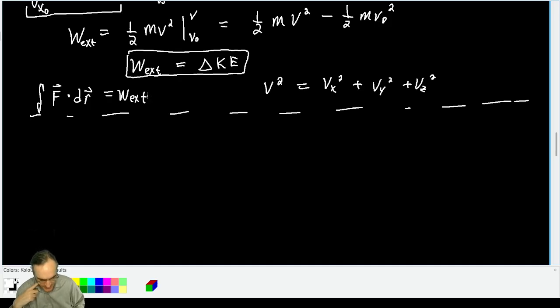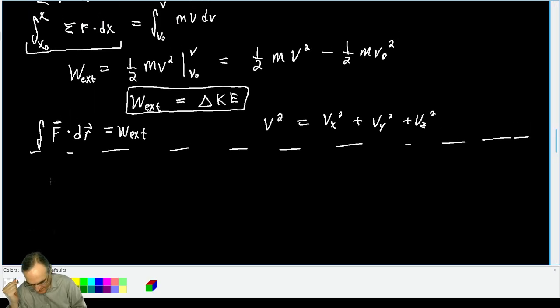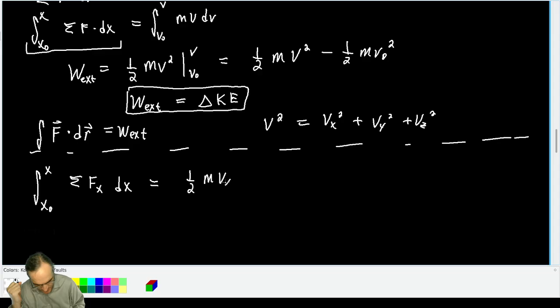Otherwise, I'm going to take this idea of components in different directions and show you how we can put them back together. So for that, we have one equation that is integral x0 to x, sum of forces in x dx equal to, and it's going to come out as 1/2 mvx final squared minus 1/2 mvx initial squared.